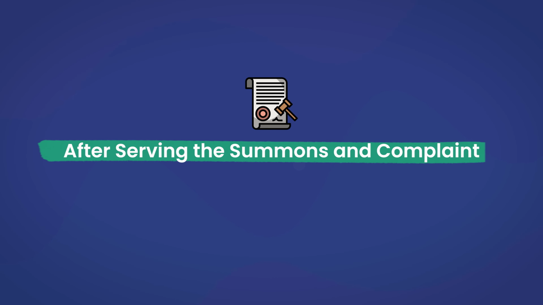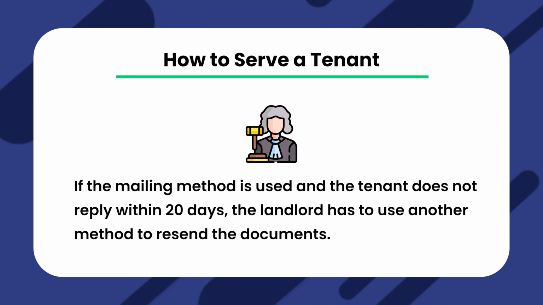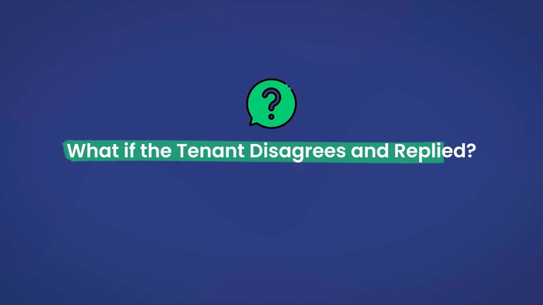Next, after serving the summons and complaint, in the state of Arkansas, a reply from the tenant is necessary for a court date. If the mailing method is used and the tenant does not reply within 20 days, the landlord has to use another method to resend the documents. The next procedure is if the tenant disagreed and replied.